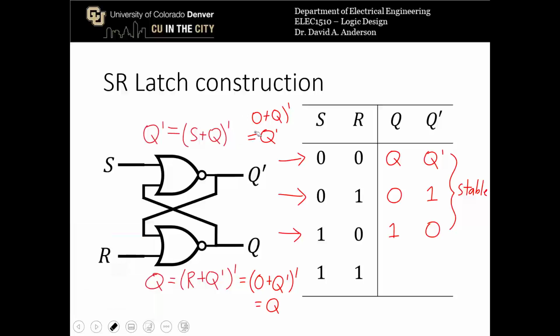Now, in the very last line in the truth table, S and R are both 1. So in the top expression, we get 1 or Q, parentheses prime, which is equal to 1 prime, which is equal to 0.